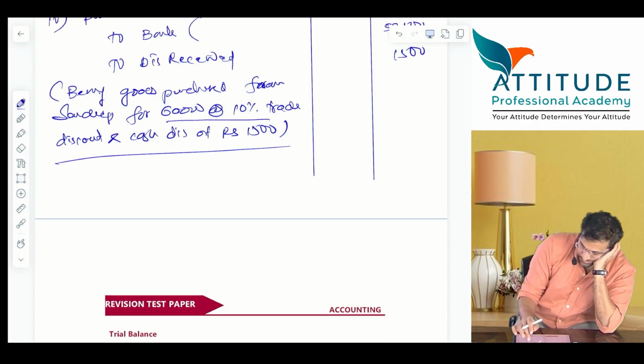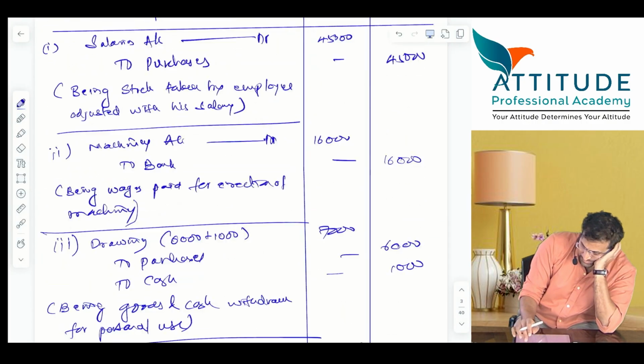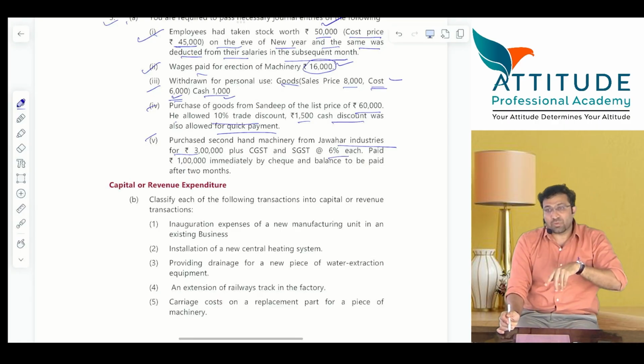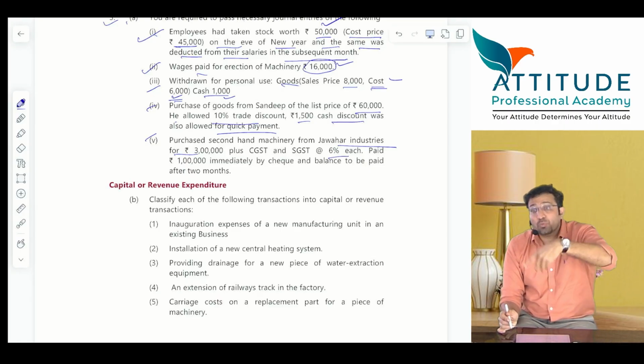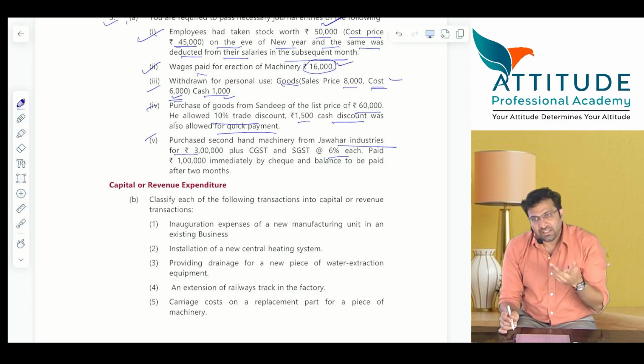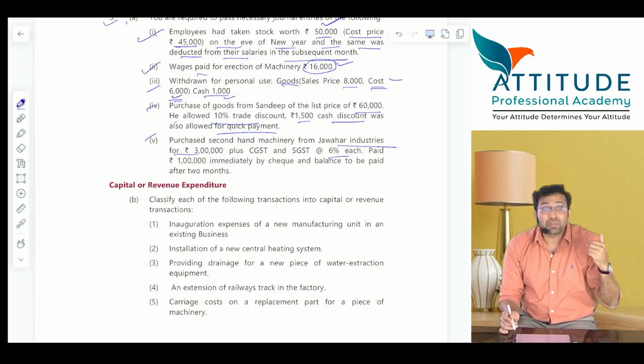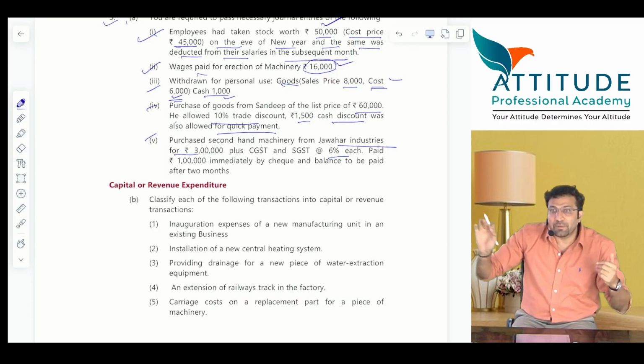आ जाओ. Next one is interesting. Purchase second-hand machinery from Jawahar Industries for rupees 3 lakhs plus GST, SGST 6% each. When you purchase the goods and pay the GST, it is output GST or input GST? Input GST, and input GST is always debited because input GST is receivable, output GST is payable.